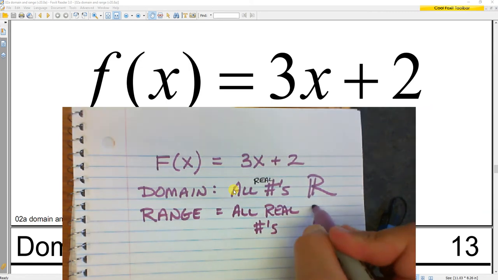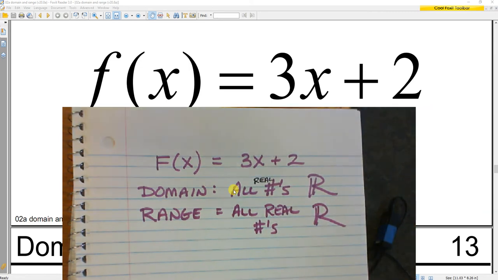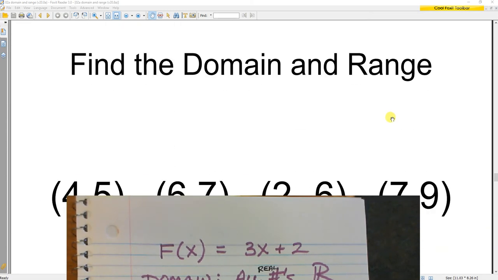is also all real numbers. And you can use that symbol. This symbol means all real numbers, that R with an extra line on it. There's no way to break this thing. Come on, I want to break something. Let's go find something to break.